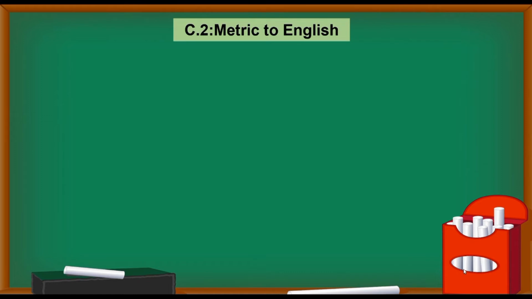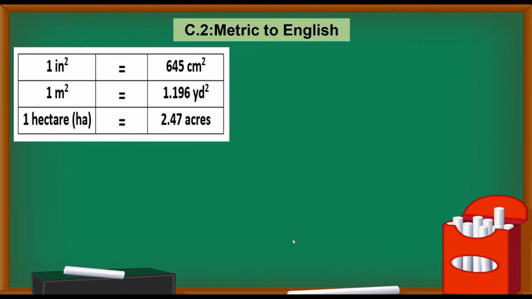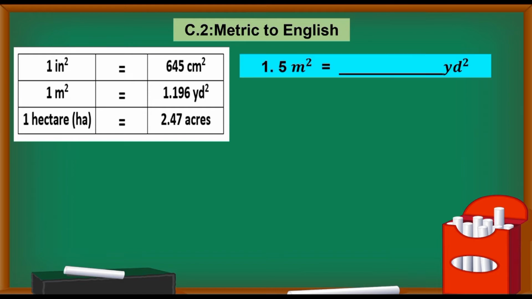So let us have now metric to English system. Remember that in every 1 inch squared, there is equivalent to 6.45 centimeters squared. In every 1 meter squared, there is 1.196 yards squared. In every 1 hectare, o ang symbol po niya ay HA, ay equal to 2.47 acres. Ang hectare at acres ay parehas po sa Tagalog na hektarya. Nagkataon po ang hectares po ay mas mataas na unit kesa kay acres.